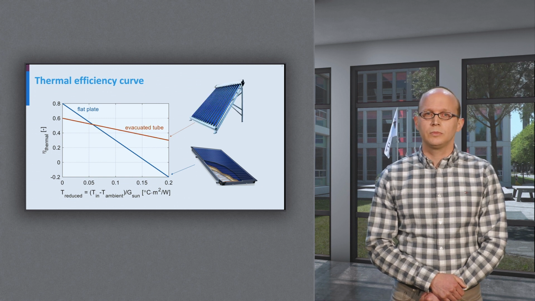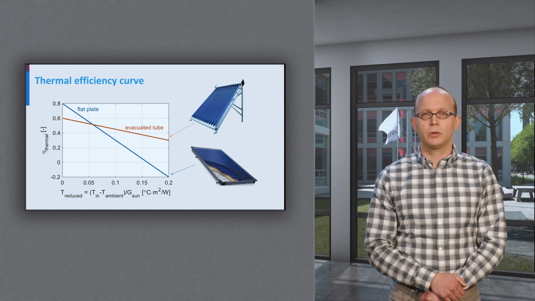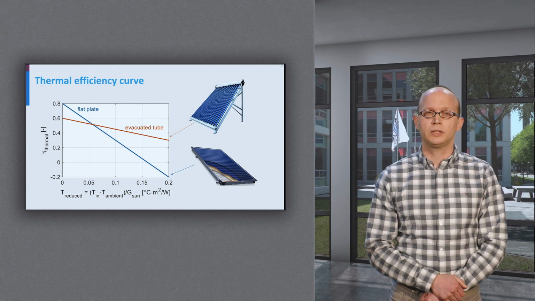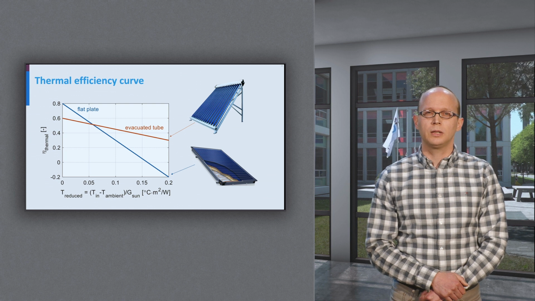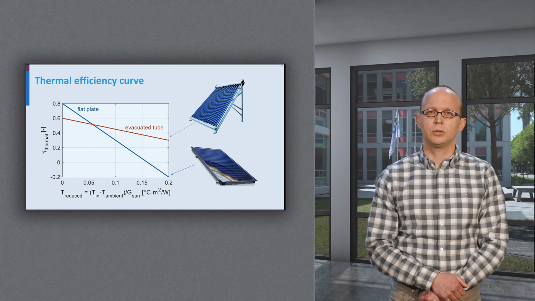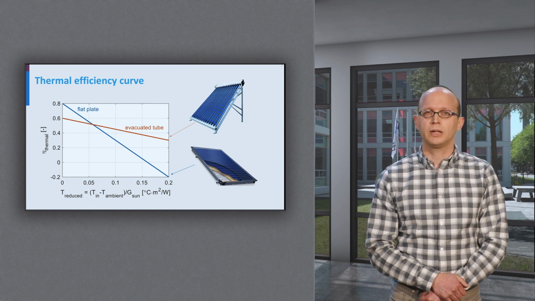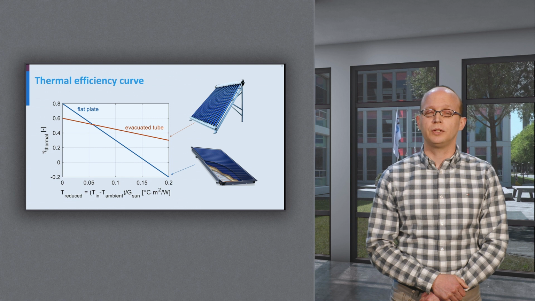The red line shows the measured thermal efficiency of an evacuated tube collector. At 0 reduced temperature, it has an efficiency of 60%, which is lower than the flat plate collector. However, the efficiency curve has a much lower slope, meaning that it outperforms the flat plate collector at higher inlet temperatures. It's interesting to observe that in both cases, the efficiency is a linear function of the reduced temperature.